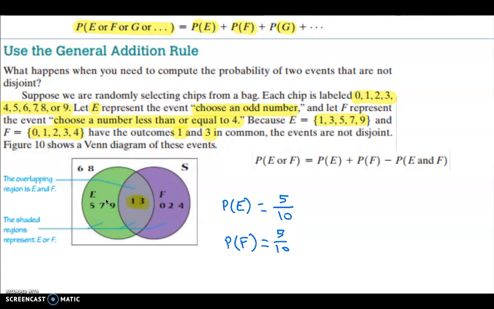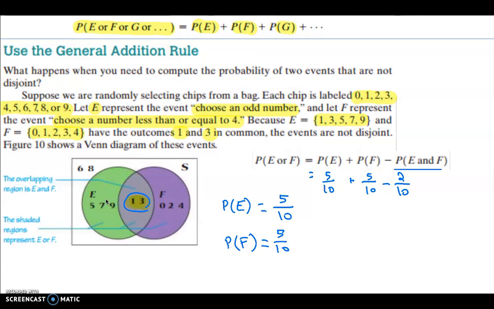Then the general addition rule is: the probability of E or F equals the probability of E, which is 5 out of 10, plus the probability of F, which is 5 over 10, minus the probability of something that is in both E and F. Notice we have 2 out of 10 outcomes. If you think about it, 1 and 3 get double counted: those are 2 of the 5 in E, and they're also 2 of the 5 in F.